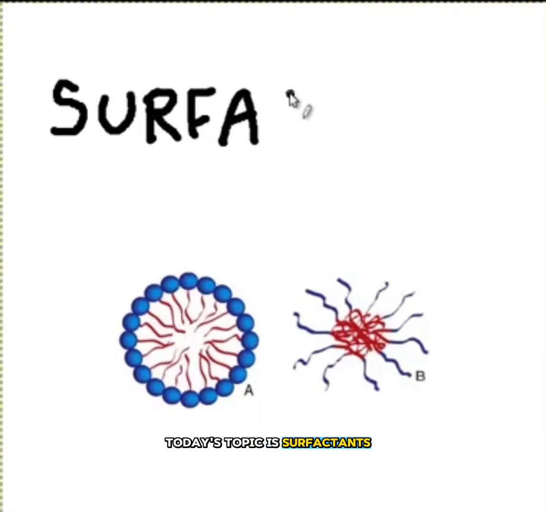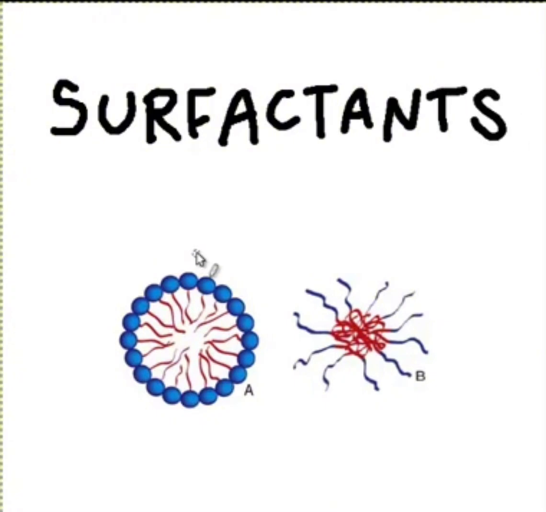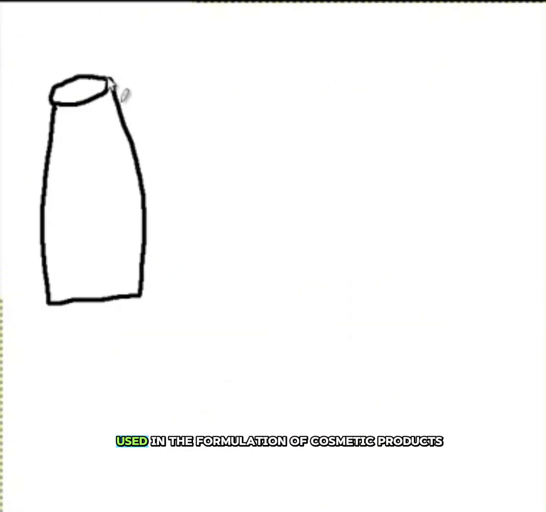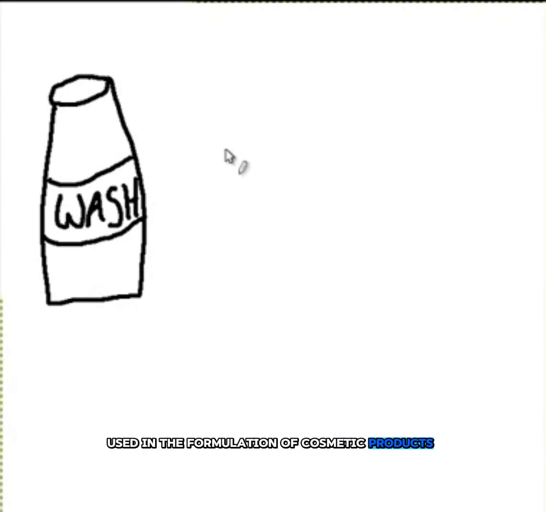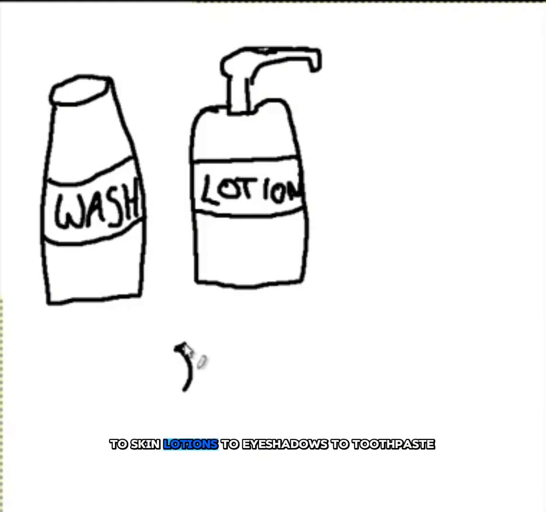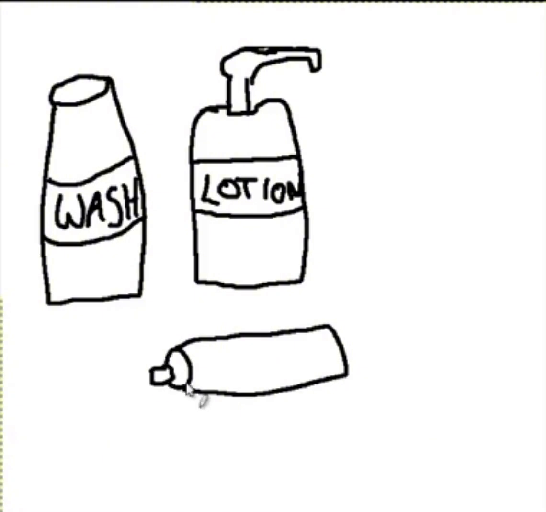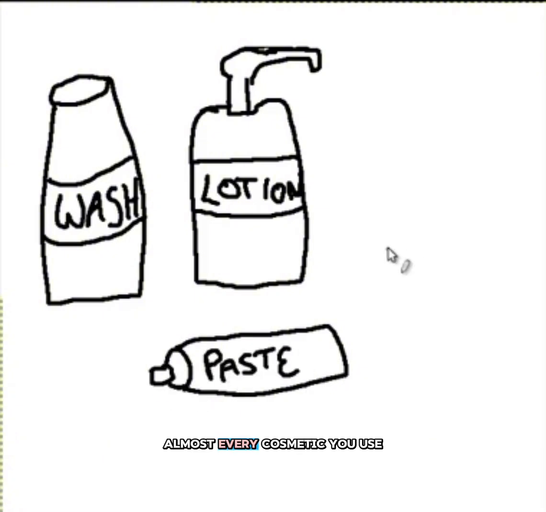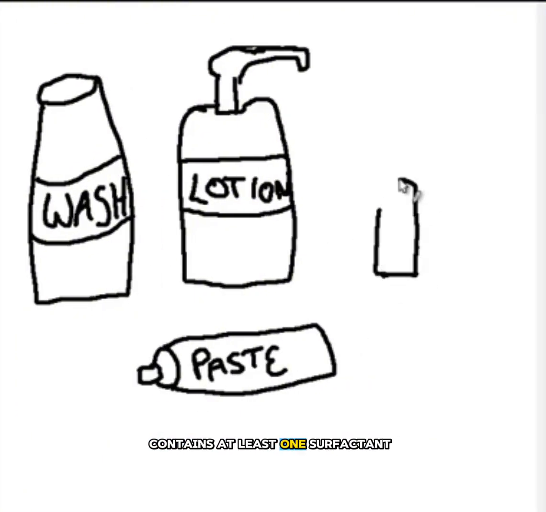Today's topic is surfactants. Surfactants are one of the most important types of ingredients used in the formulation of cosmetic products. You'll find them in cosmetics ranging from body washes to skin lotions to eyeshadows to toothpaste. Almost every cosmetic you use contains at least one surfactant.